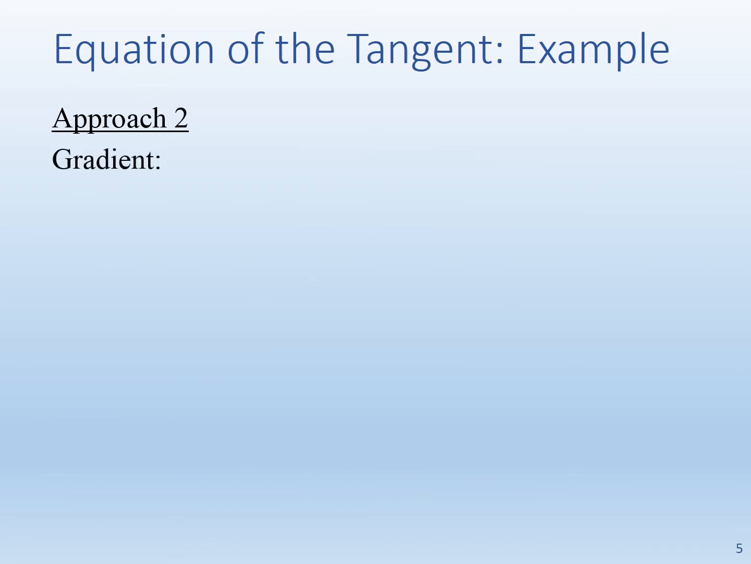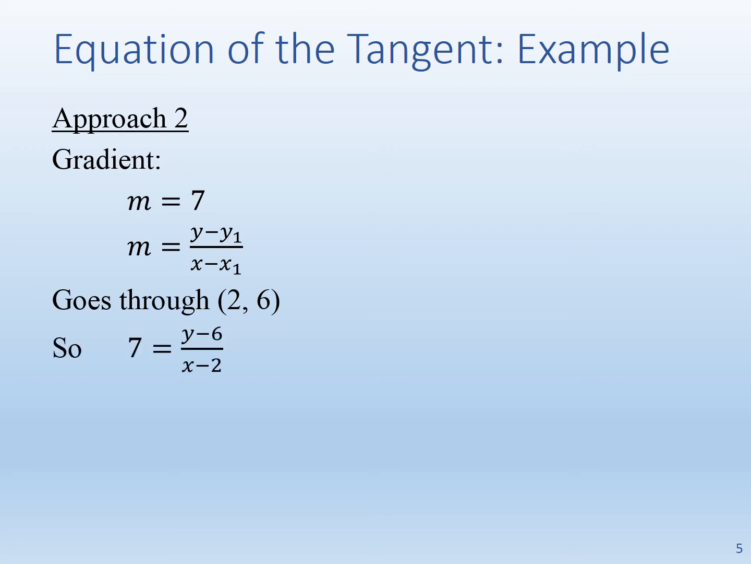In the second approach, we'll once again use the fact that the gradient is 7, and we'll express the gradient as the change in y, or the rise, over the change in x, which is the run. And one point we'll consider is the point (x, y). Now that's just some general point on the line. And we'll also use the specific point with the coordinates (2, 6) that we were given. So we'll put the (2, 6) into that equation. And now we've got an equation with x and y in it only, and we can rearrange that to get our equation of the straight line, multiplying up by x minus 2, and then expanding the brackets, and then putting the y by itself there. We'll get the same equation that we got before.